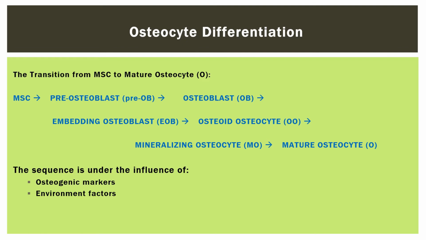While burying itself in osteoid, the osteoblast transforms in sequential stages to an embedding osteoblast, EOB, osteoid osteocyte, OO, mineralizing osteocyte, MO, and mature osteocyte, O. This sequence occurs throughout life, regardless of the bone tissue that is being formed.